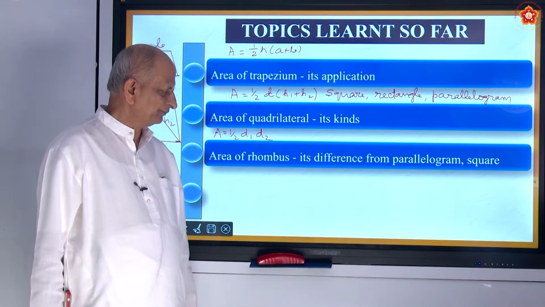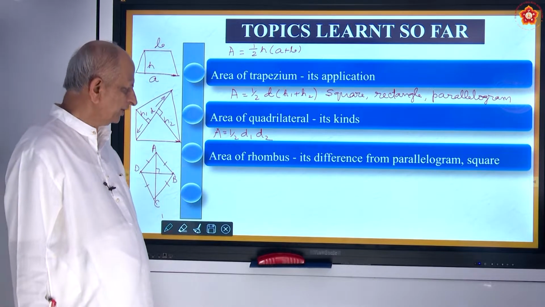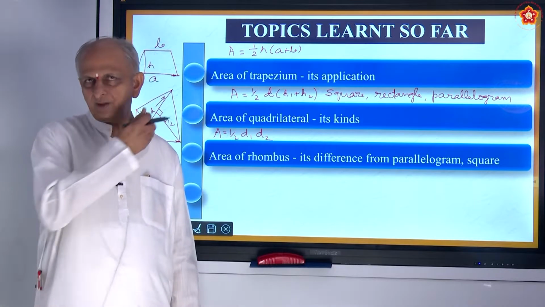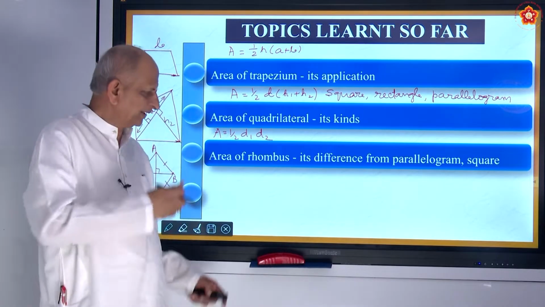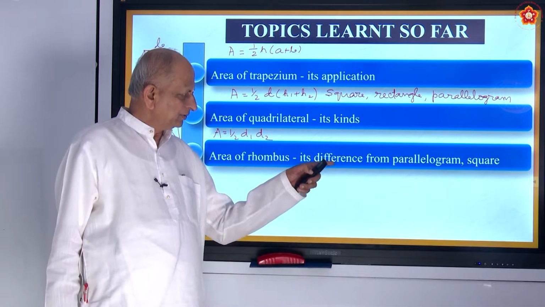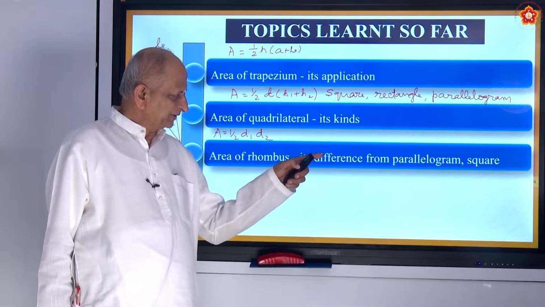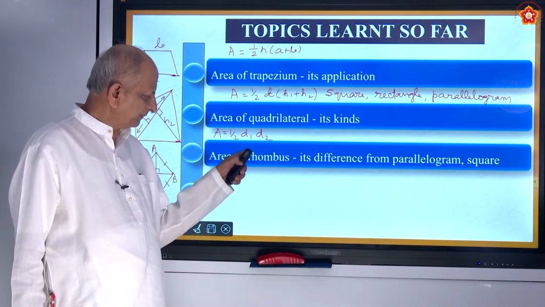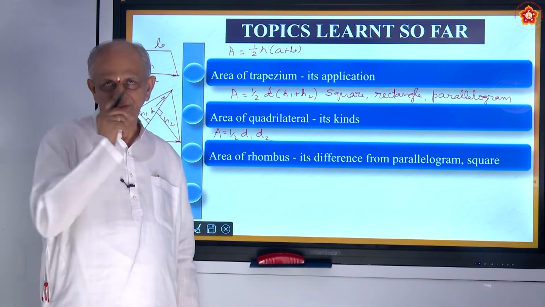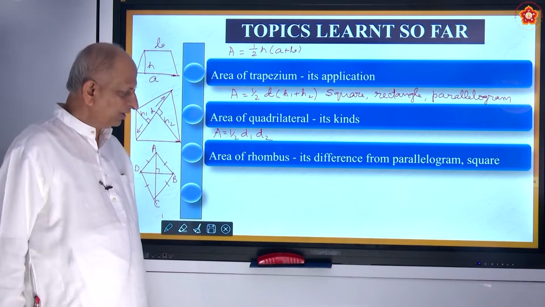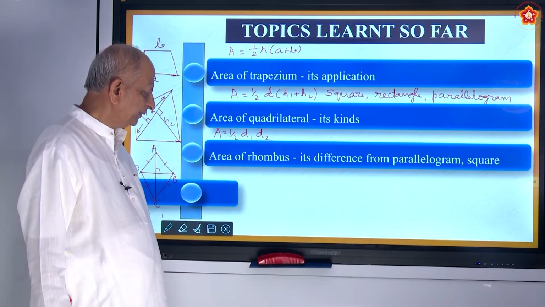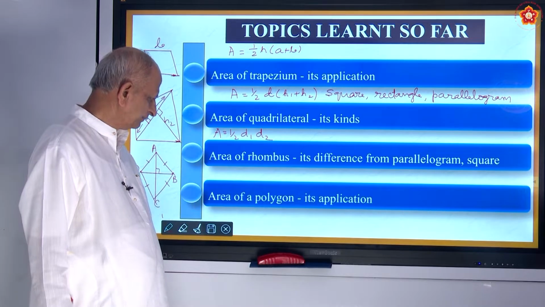And square. Square is also a special kind of rhombus, but here diagonals are equal in square. In rhombus, diagonals are not equal. In square, the diagonals bisect at right angles. In rhombus also they bisect at right angles. In square, all angles are 90 degrees, whereas in rhombus, opposite angles are equal but not 90 degrees. So they are the differences between square and rhombus.